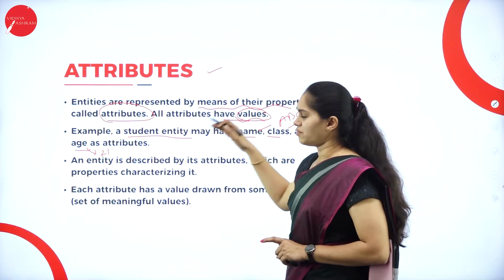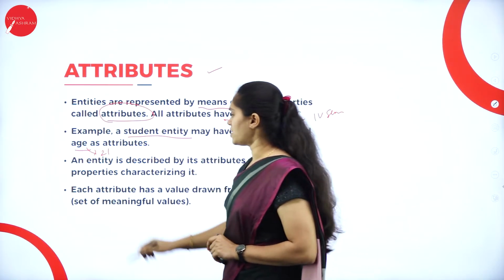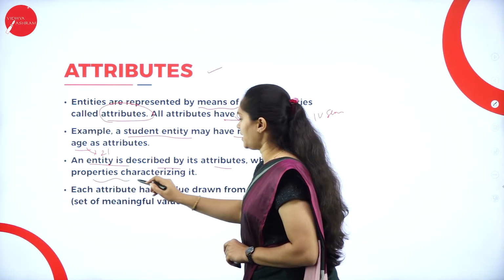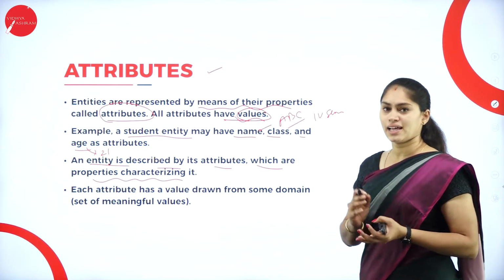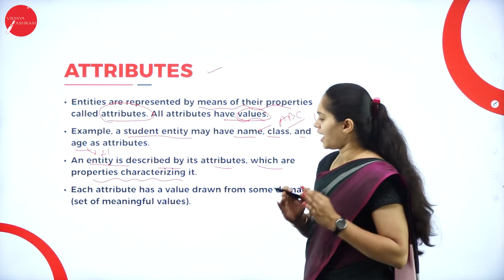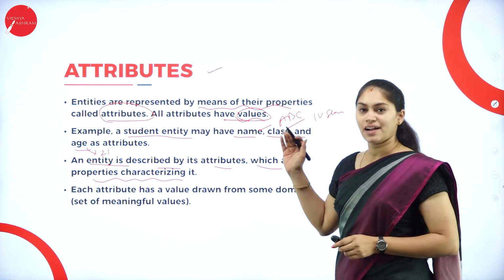That is, every attribute has its own values, and an entity is described by its attributes, which are the properties or characteristics of it. I can call them properties, characteristics, or we can call that an attribute here. So this is regarding an attribute.